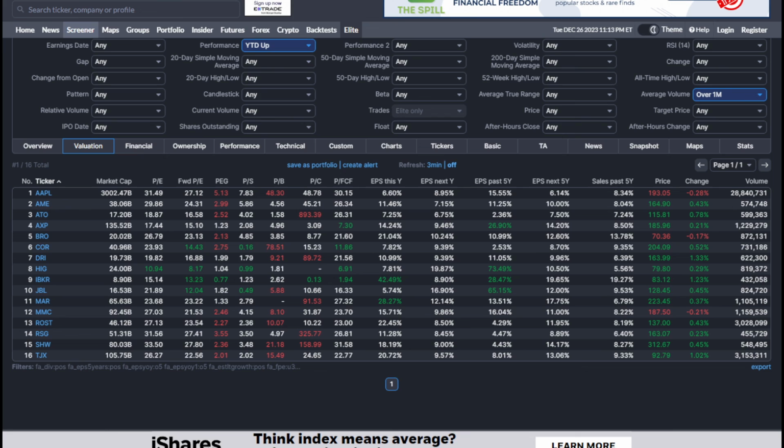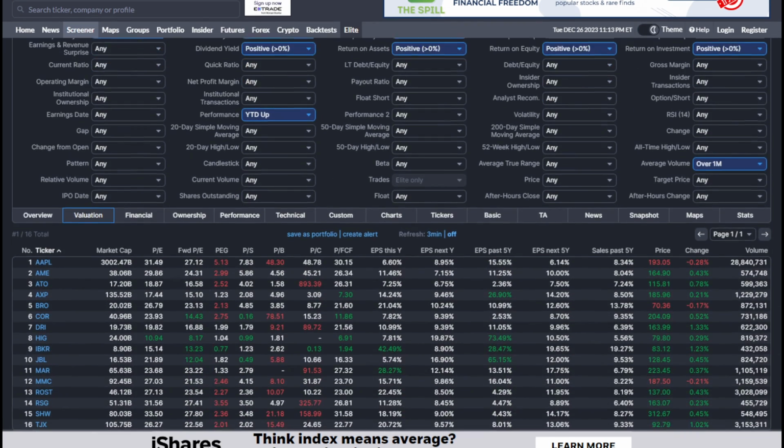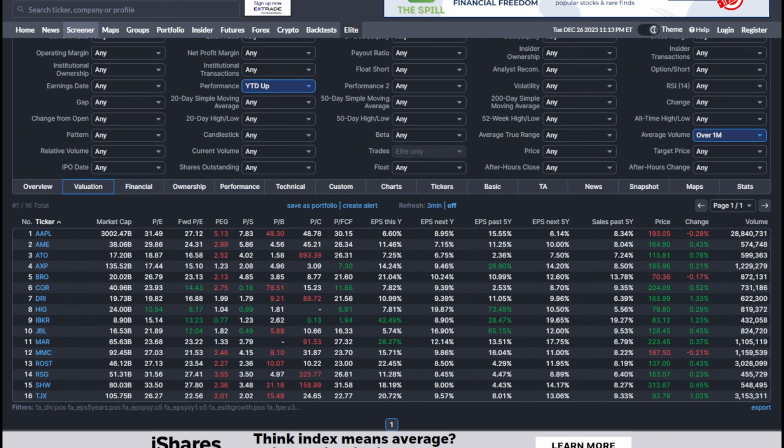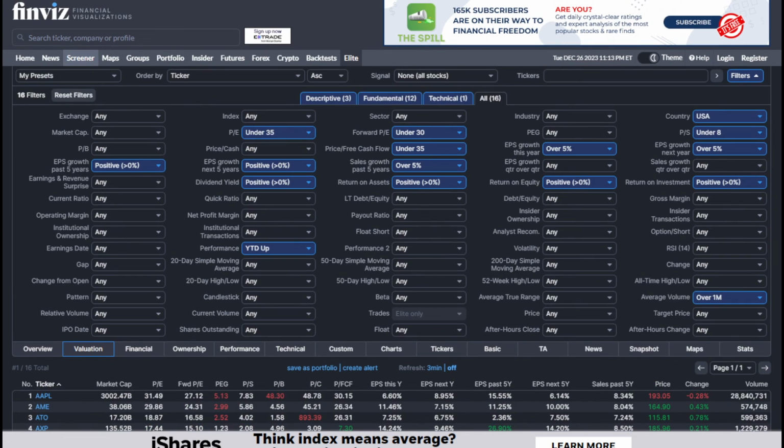Okay, again, this is just a demonstration of how I use the screener. So you can use this against any stocks that you want. Say, if you want to compare against Boeing or some other large company that's doing really well.